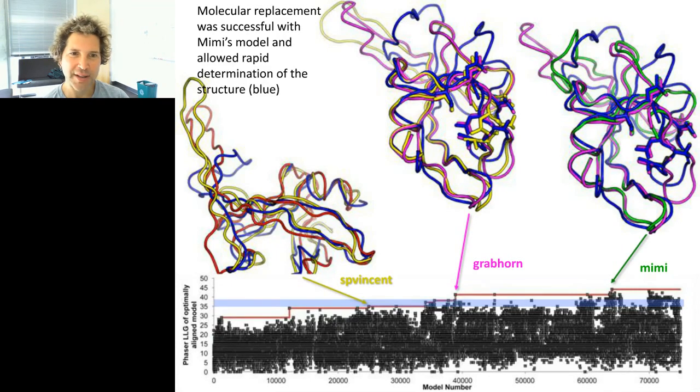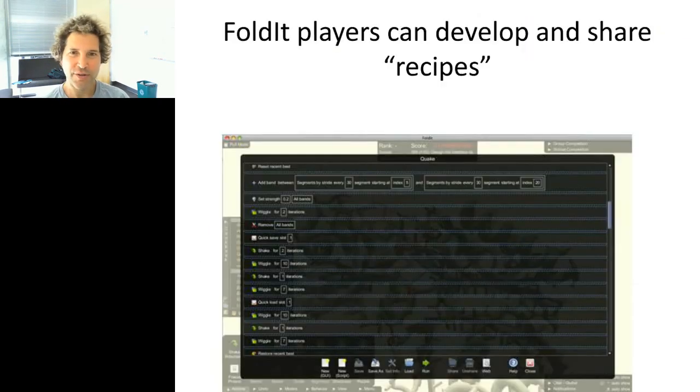And you can see that Mimi's solution clearly fit the data much better than anything we'd seen before. And when we sent it back to the experimentalists who were working on the problem, they could see immediately it was the correct solution. So this was really neat. FoldIt players had solved the structure, which had eluded structure determination for a long time.